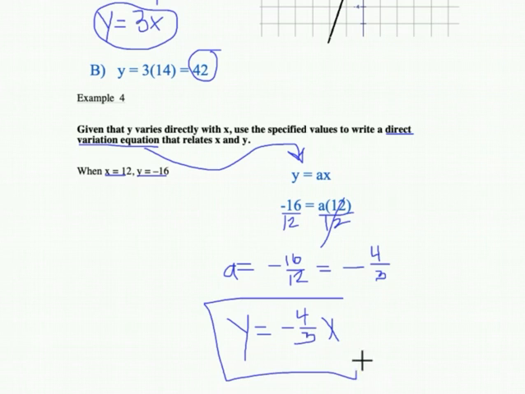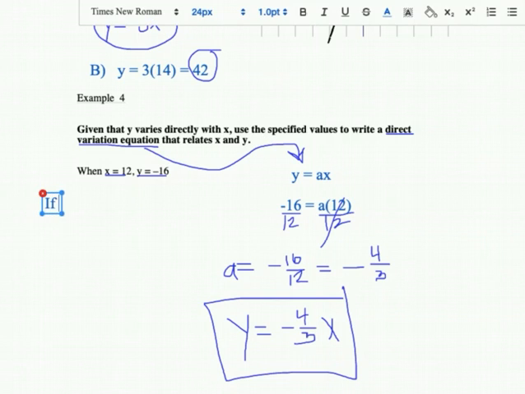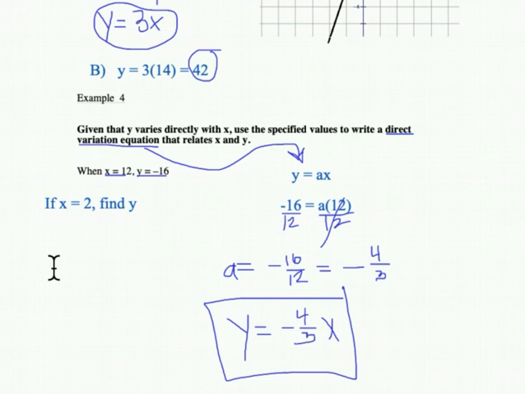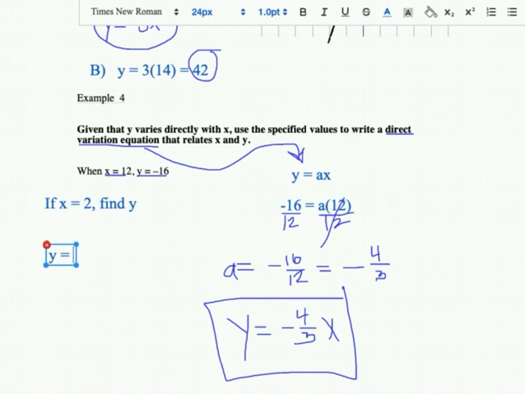Now what they didn't ask me to do here was find y when x is some other number. And you will have to do that in your homework. So I'm going to put over here, if x equals, let's say x equals 2, let's find the value of y. All I need to do is use this equation. So when x equals 2, I'll have y equals negative 4/3, which is kind of hard to write, so I'm going to just write it as a fraction. Negative 4/3 times x, which we know will be 2.